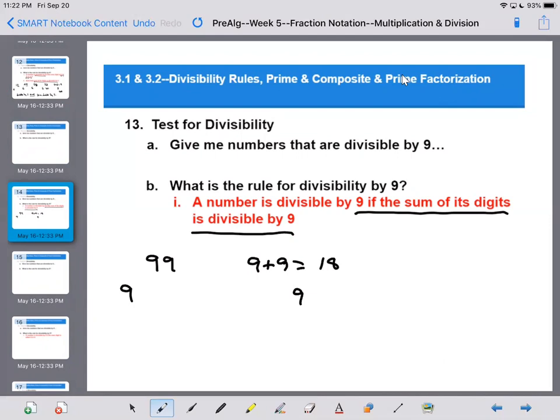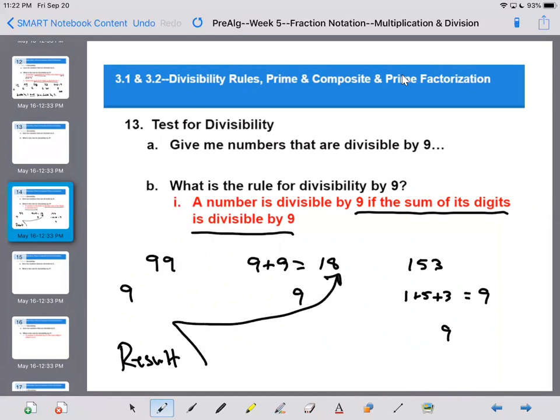Well, we can look at 153. Well, 1 plus 5 plus 3, we get 6 plus 3, we get 9. Will 9 divide 9? Yes. So we're looking at the sum of the digits, and if the result of the sum of the digits, like right here, 18 and 9 after adding those digits, if we know that 9 will divide that result, then we know that number is divisible by 9.